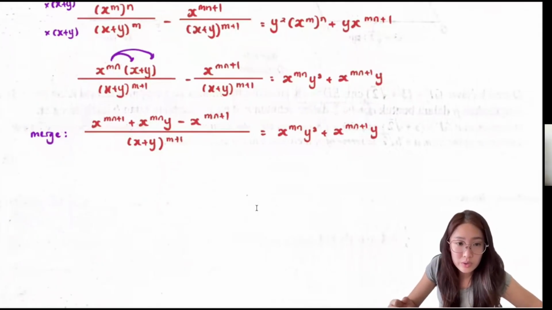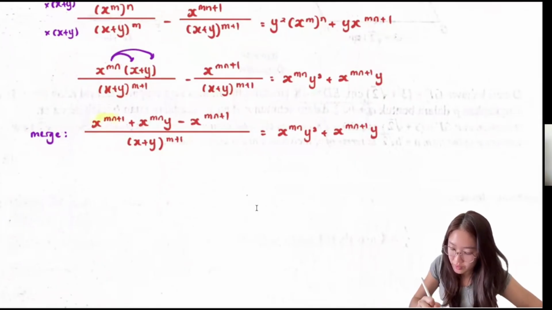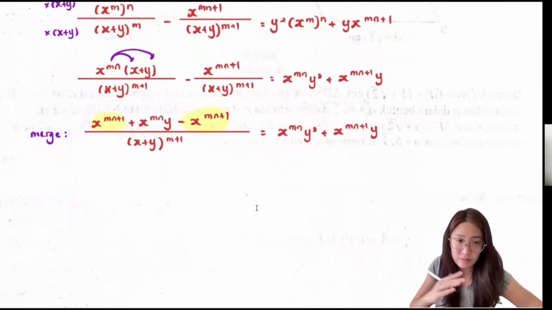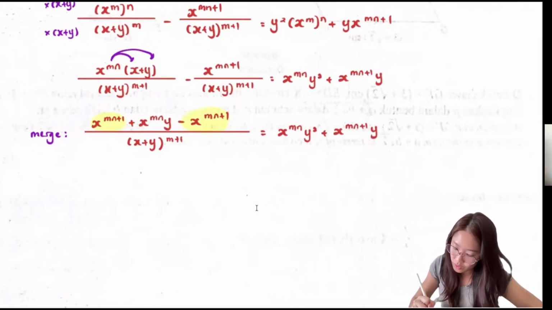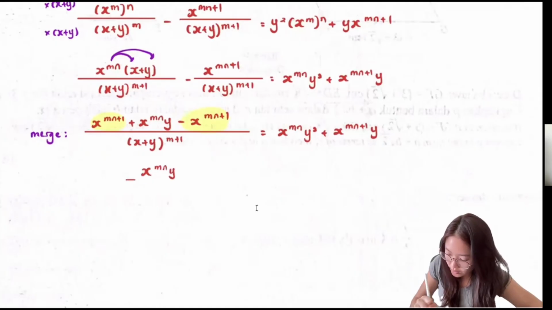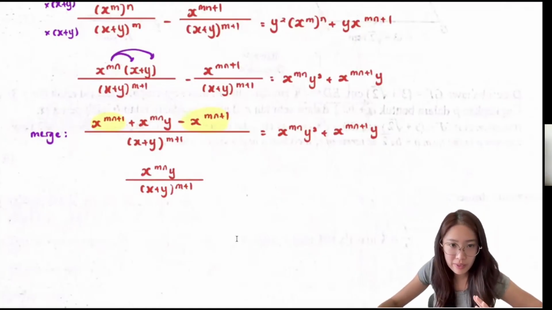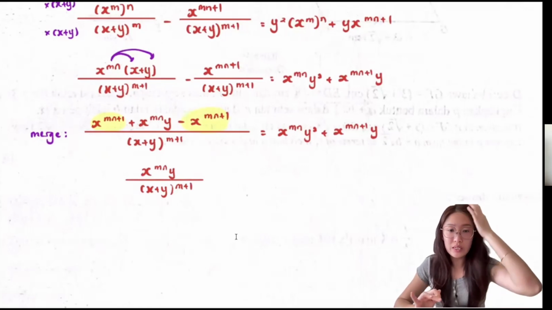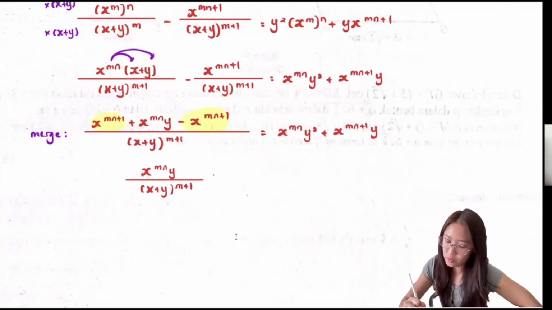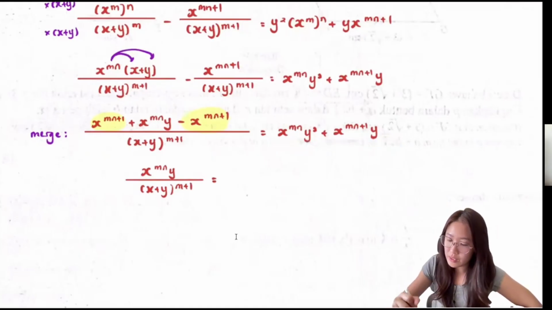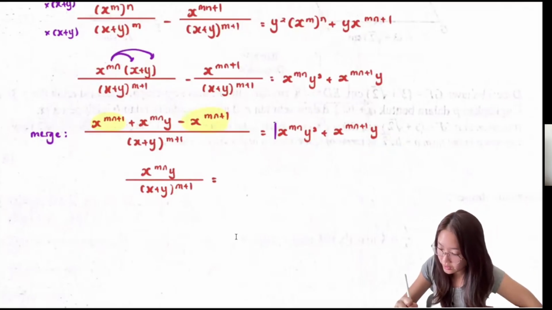Okay, so here, you realize that these two things are x power mn plus 1. These two are the same. So 1 plus 1 minus, gone, no more. So it becomes x power mn y over x plus y power m plus 1 here. Okay, and then at the back, because in front slowly we have nothing to do already. At the back, we try to do something. See whether we can factorize something out or not. Okay, what are the things that are similar? Your x power mn. Okay, this one also.